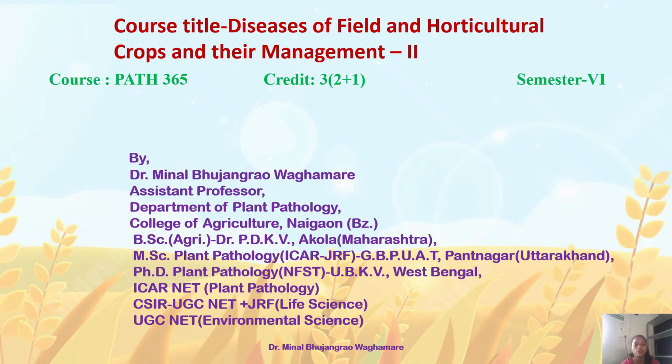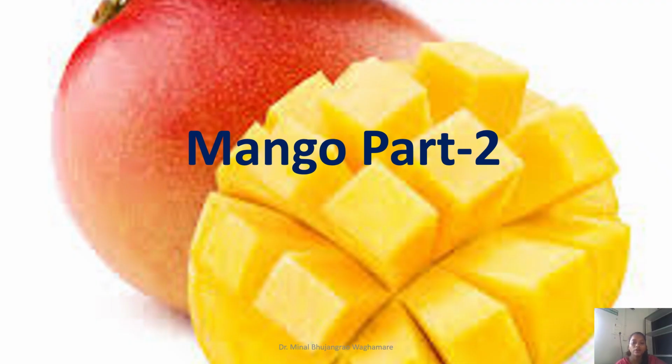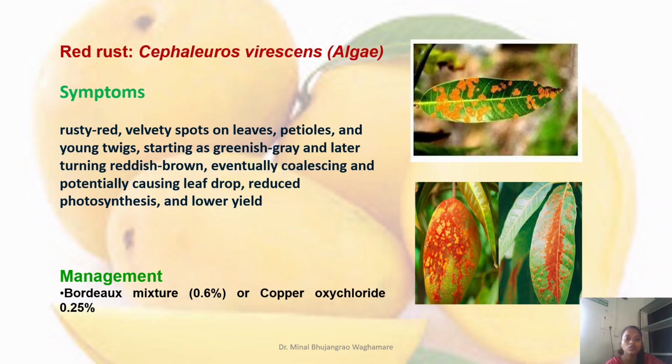Today, we are seeing some horticulture crops. We have covered diseases of mango in an earlier lecture in part 1, up to spongy tissue. Now, we are going to see the remaining diseases of the mango. So, it's the mango part 2 series we are seeing.